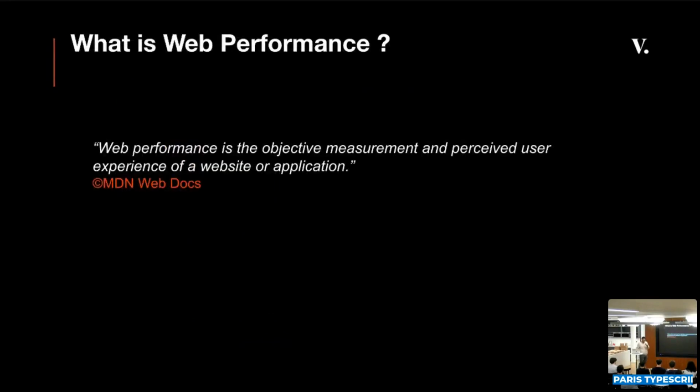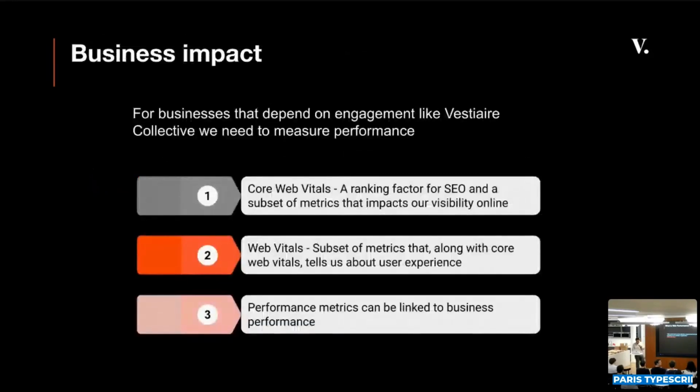A good place to start is the MDN web documents, and it reads like this. Web performance is the objective measurement and perceived user experience of a website or application. The key word here being objective, because if we're talking about objectives that we set, we need to be able to measure towards those objectives. And this is where metrics actually start to come in for us.